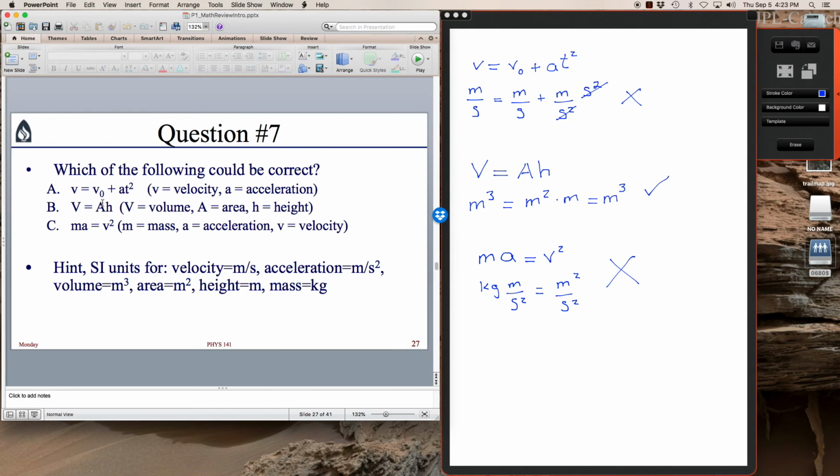So of these three equations, the only one that works is B. So that would be the answer that I would select.